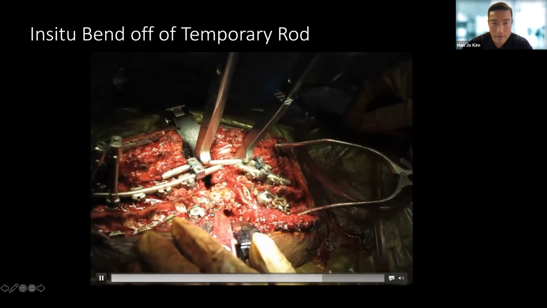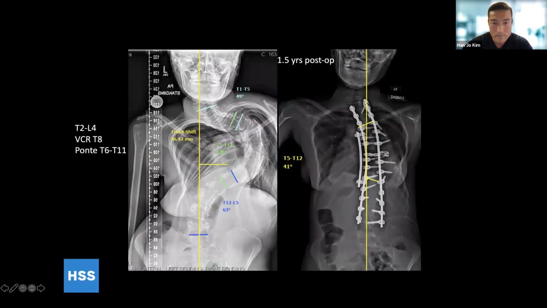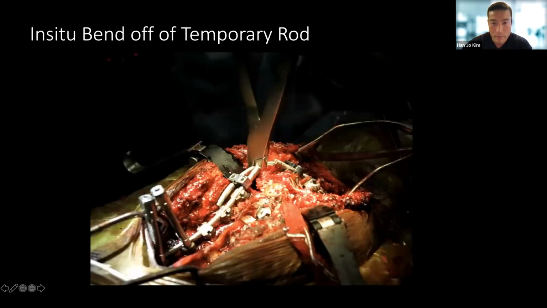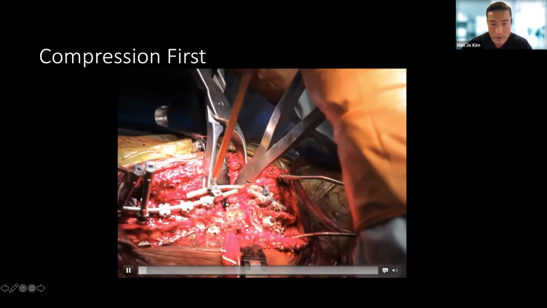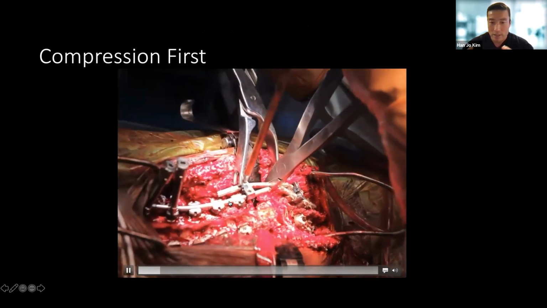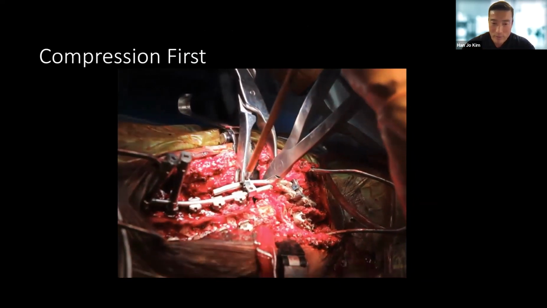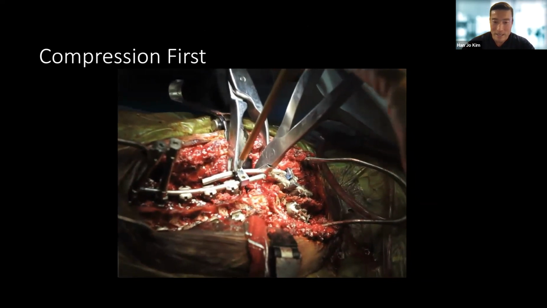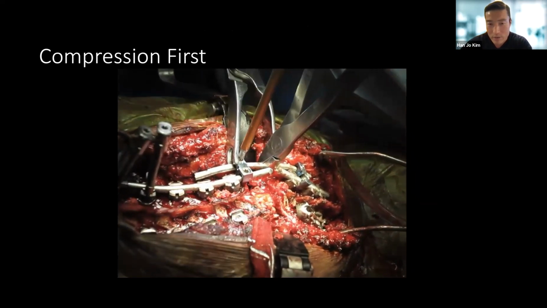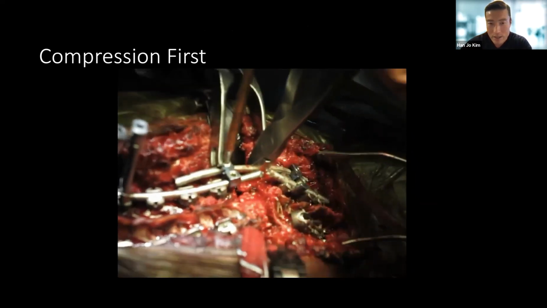And then for the coronal plane portion, here you could bend off of this as well. But the first thing I do is a round of compression. So you go back doing compression to shorten, and then the in situ bending to get the correction, and then you shorten again, and then the in situ bend again. You could basically do this 2 or 3 times, maybe even 4 times before you get the correction that you want.